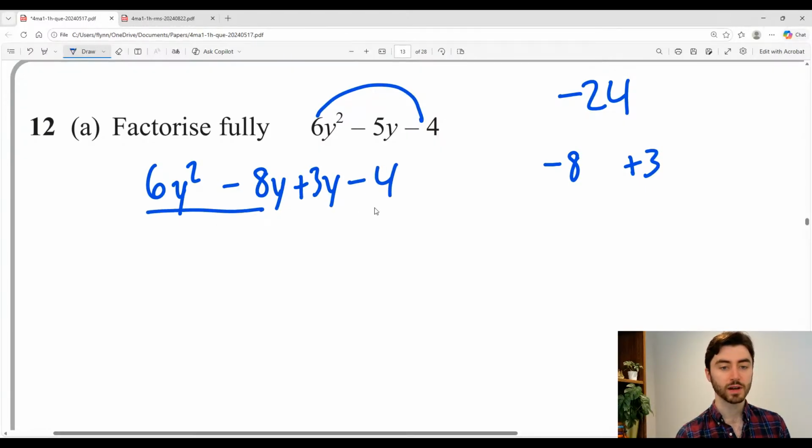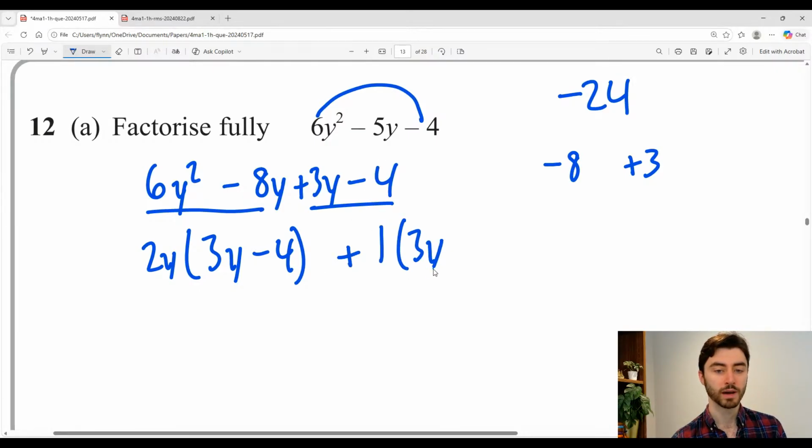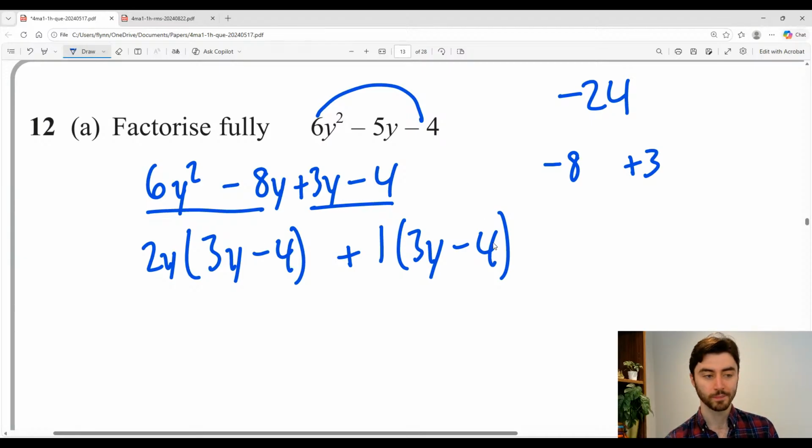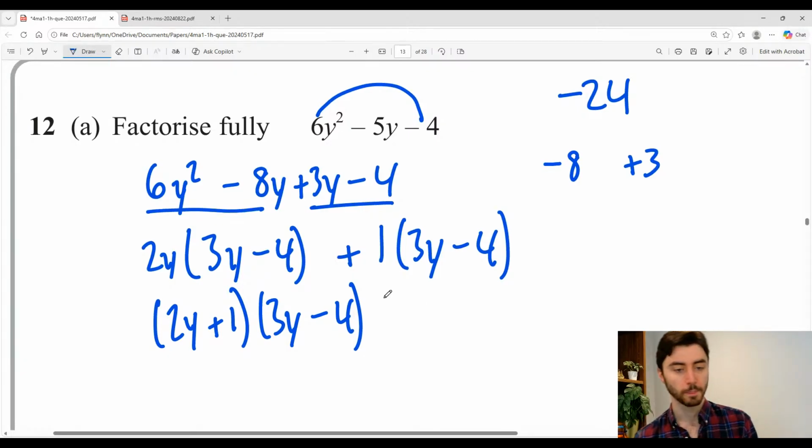And then factorize in pairs. So from the first pair, I can take out a 2y and be left with a 3y minus 4. And from the second, I just have one lot of 3y minus 4, because I'm wanting these two brackets to be the same. From there, I can take that bracket out as a common factor and be left with 2y plus 1 into 3y minus 4. And that is fully factorized.